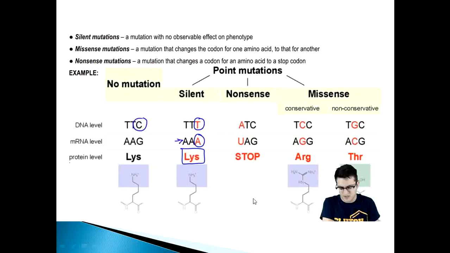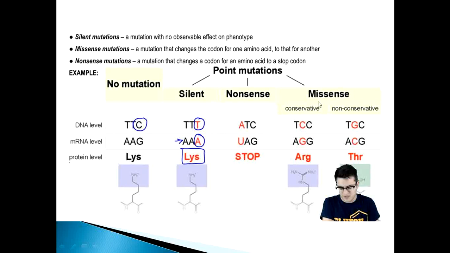Here you can see examples of different mutations. At the DNA level, lysine is coded by a particular codon, and if one base is changed and still lysine is formed, this type of mutation is called silent mutation. If the mutation converts a normal codon to a stop codon and stops the process of protein formation, it's called nonsense mutation. And if the codon codes for another amino acid instead of lysine, like arginine or threonine, it's called missense mutation. Missense mutation is of 2 types, conservative and non-conservative.